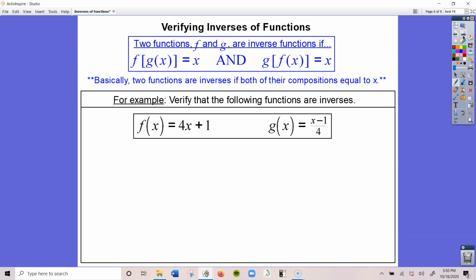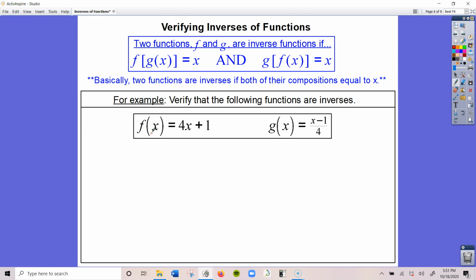All right, so now why do we learn how to do this? When we are verifying if two functions are inverses, you're going to have to find f of g and g of f. And if they are inverses, both of these compositions would equal x as your final answer. So let's try this out.